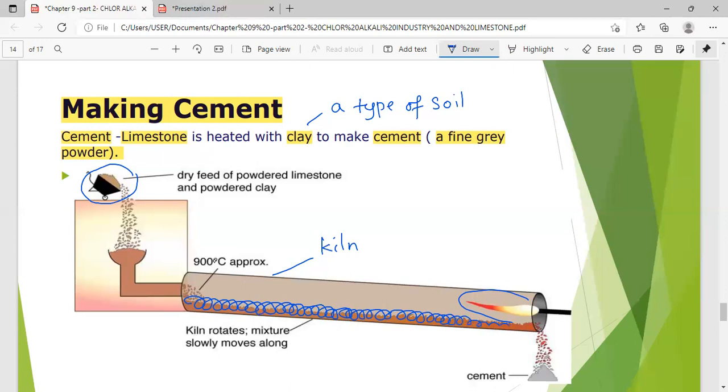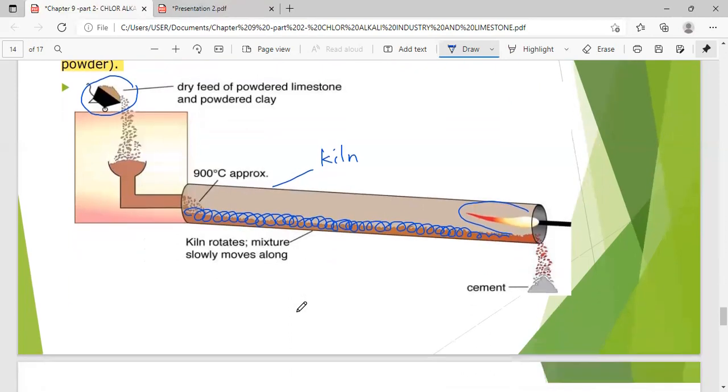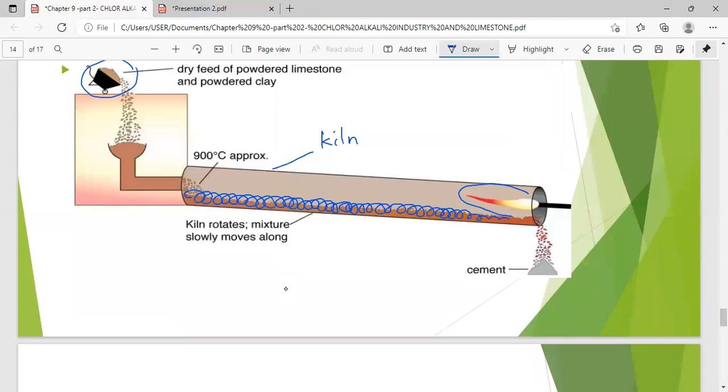This kiln is quite long. It can be about 49 to 50 meters. It's a quite long structure. What you see here, this gray colored powder, is cement.